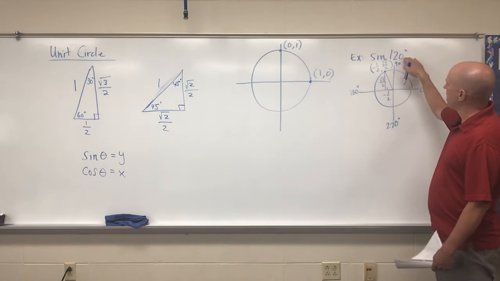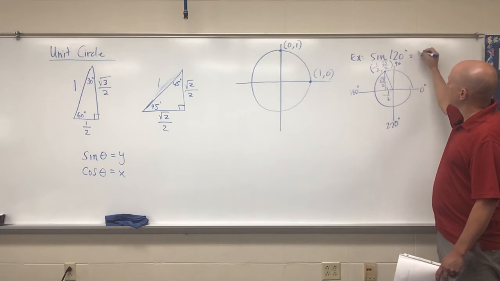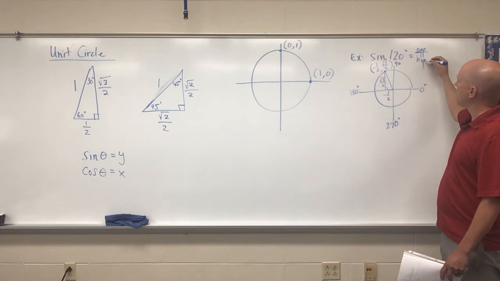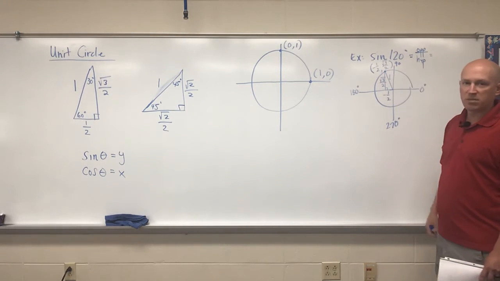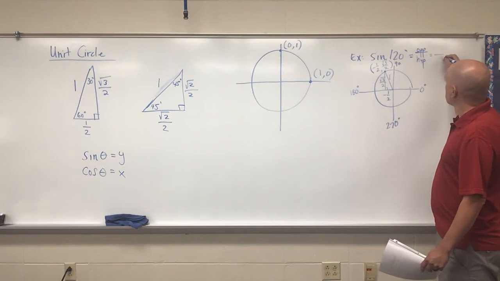The question says, what is sine of 120? And sine, by definition, is opposite over hypotenuse. Okay, and how long is the hypotenuse in all these? The hypotenuse in the unit circle is always going to be a 1, because it's a unit circle, that's what it is. So it's going to be something over 1.